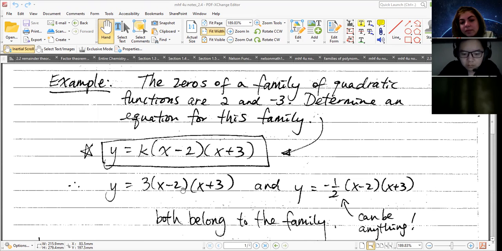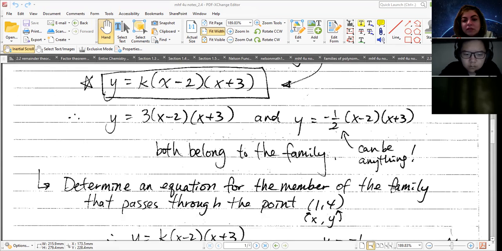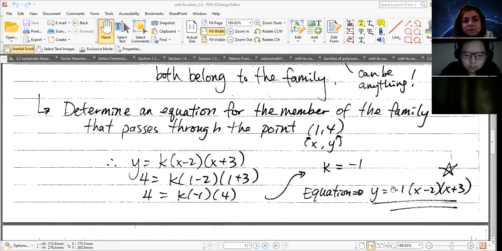These two, y equals 3(x - 2)(x + 3), and y equals -1/2(x - 2)(x + 3), they are families. Why? Because they have the same zeros. See, the zero here is 2, the zero here is -3. Again, the zero here is 2, the zero here is -3. So they have the same zeros. They belong to the same family.